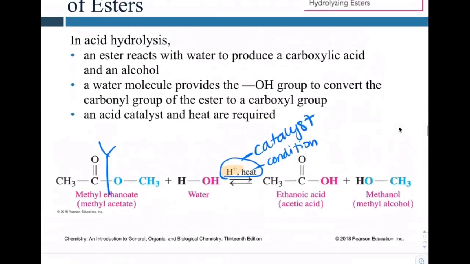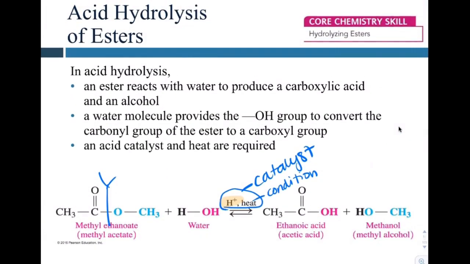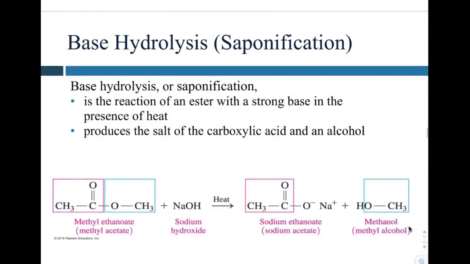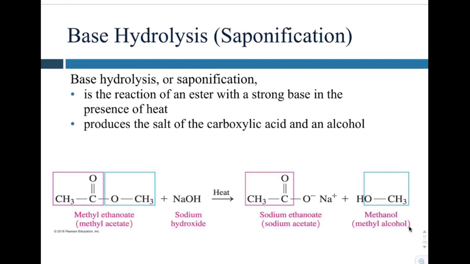Okay, going back one more time. Acid hydrolysis is going to make a carboxylic acid and alcohol. So acid hydrolysis makes an acid. And base hydrolysis cannot make an acid, because it's in the presence of a base. And as soon as you have an acid in the presence of a base, it is going to neutralize it.